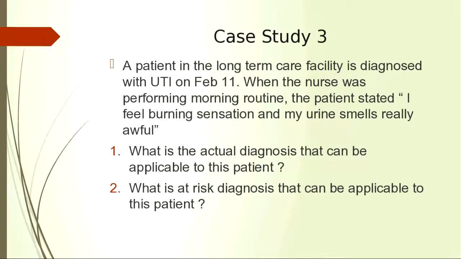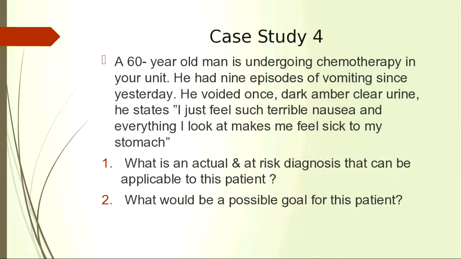Next case. A 60-year-old man is undergoing chemotherapy in your unit. He had 9 episodes of vomiting since yesterday. He voided once, dark amber clear urine. He states, "I just feel such terrible nausea and everything I look at makes me feel sick to my stomach." So what can be an actual and an at-risk diagnosis?